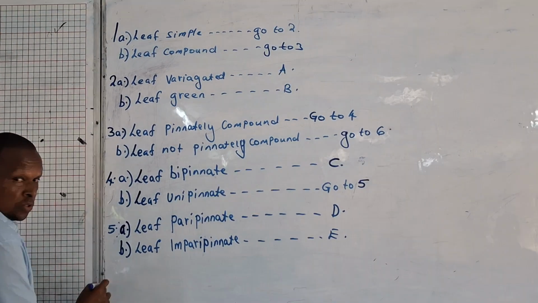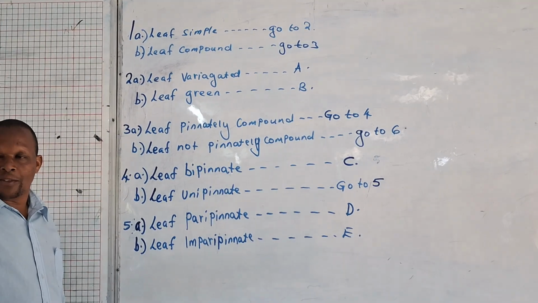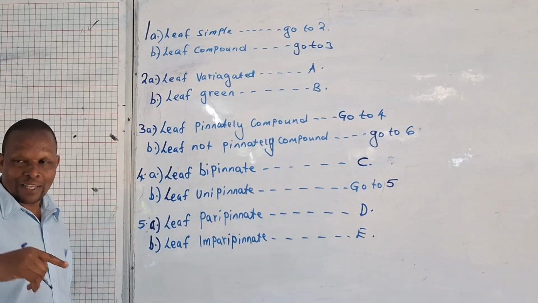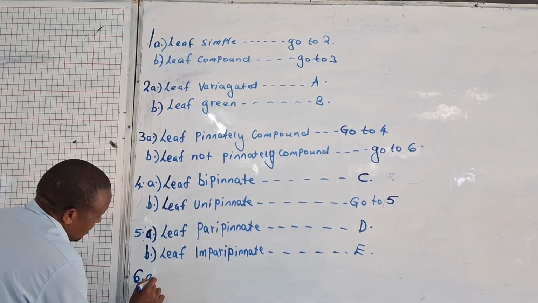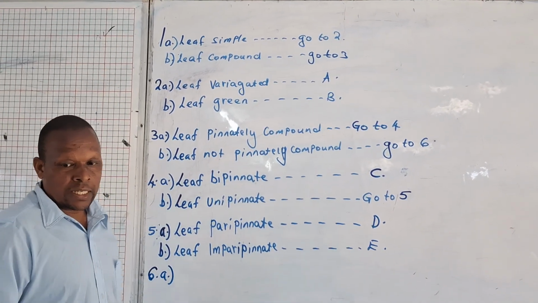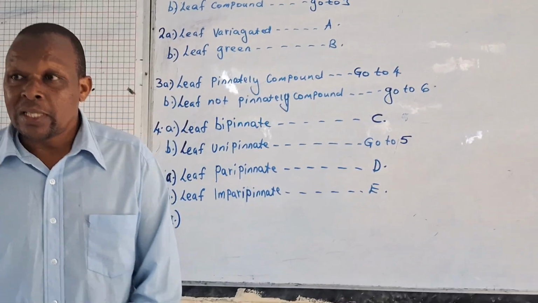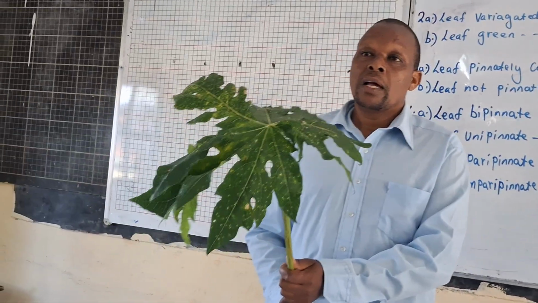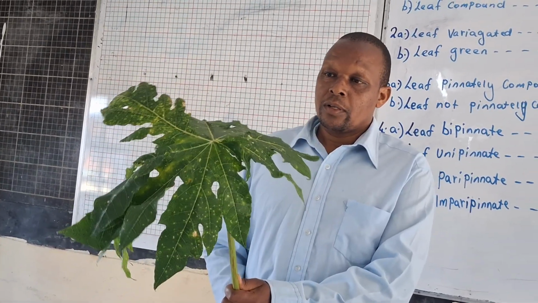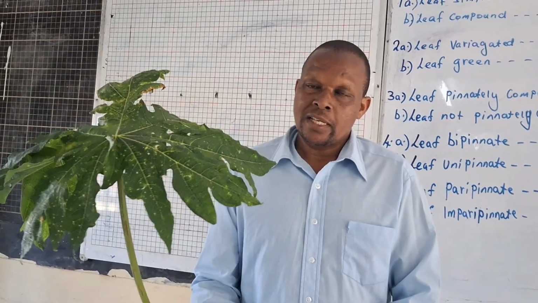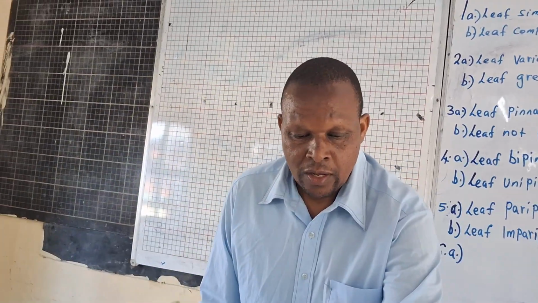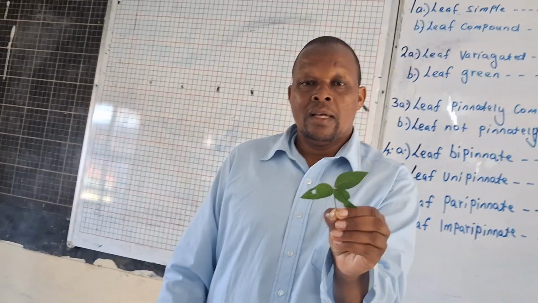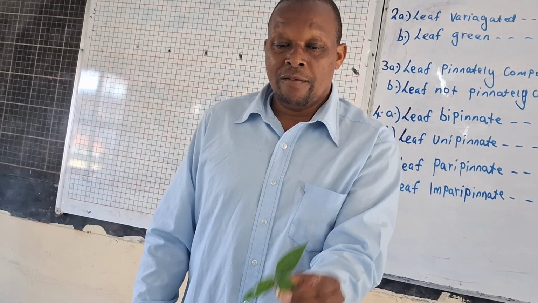So now go to 6A. You are having that question. So you have now understood. Very good. So you go to 6A. Now 6A. We are now dealing with leaves which are not pinnately compound. What type of a leaf is this? A palmate compound leaf. Very good. What about this one? A trifoliate compound leaf.